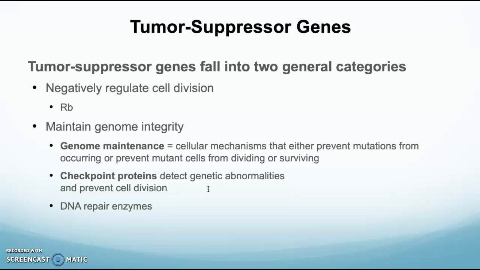P53 can do this as well. So when it sees DNA is damaged, it can stop cell division. And then lastly, it can get the DNA to be repaired with enzymes. And so if it's a very small mutation, there's a chance that it could actually be repaired, and then it would be able to go through cell division again.